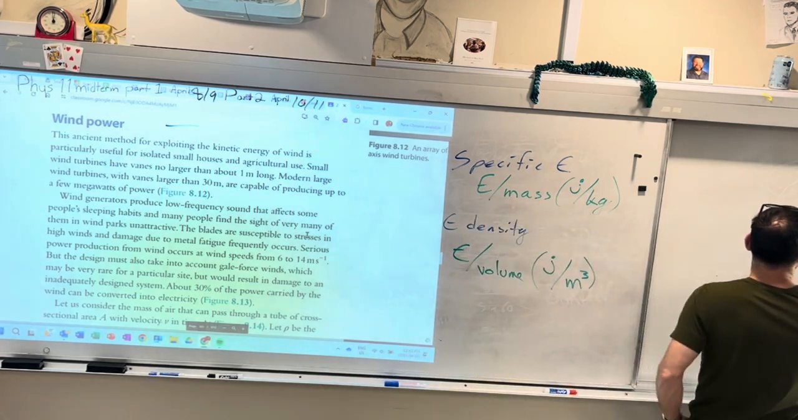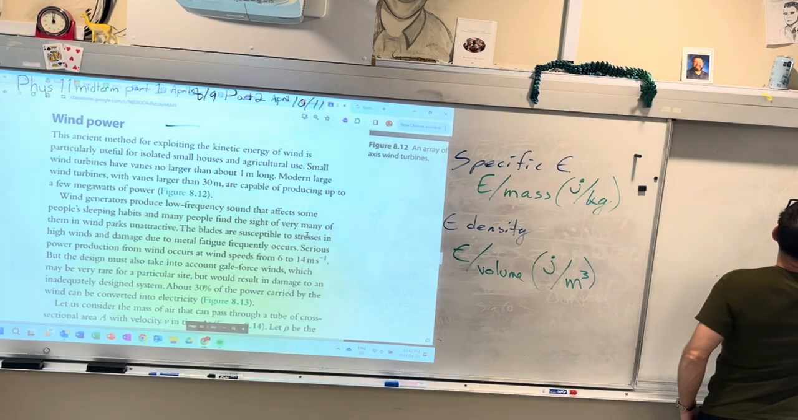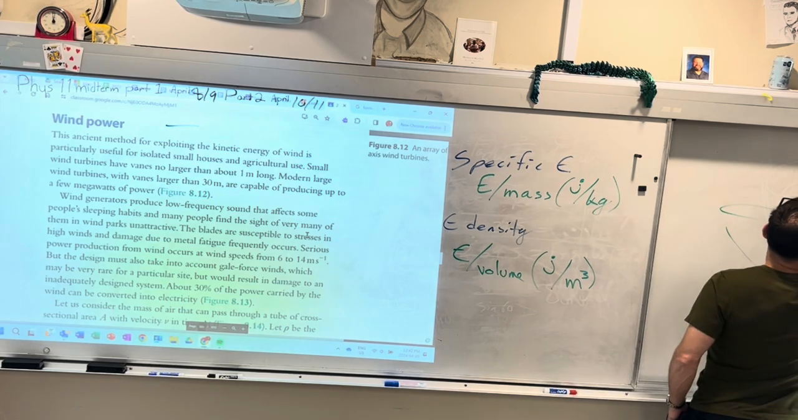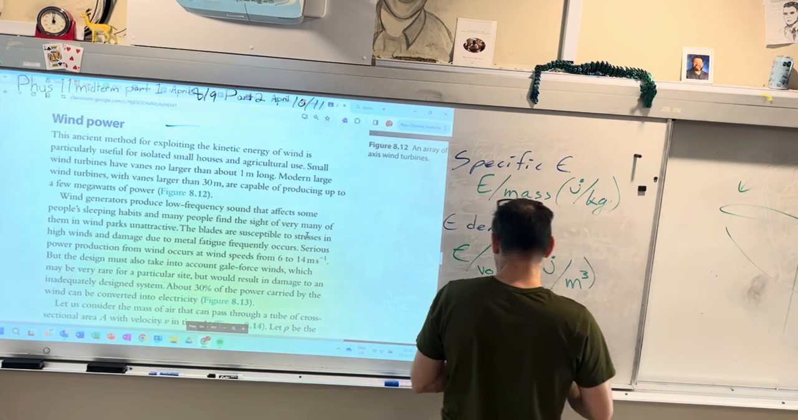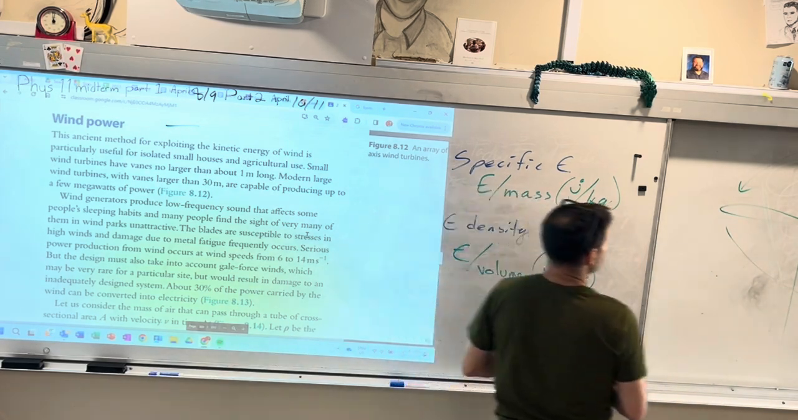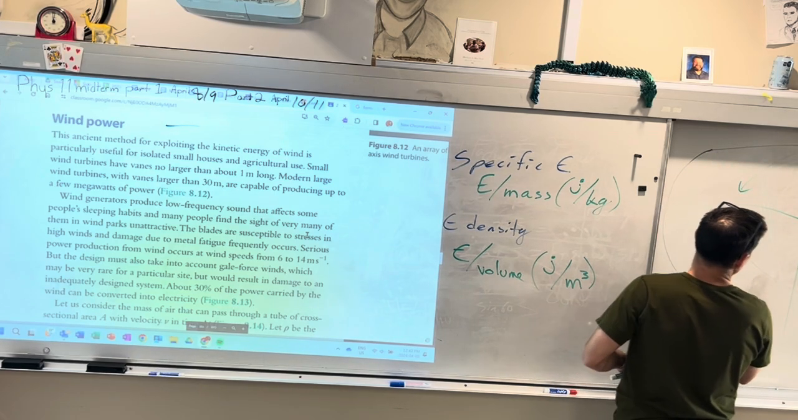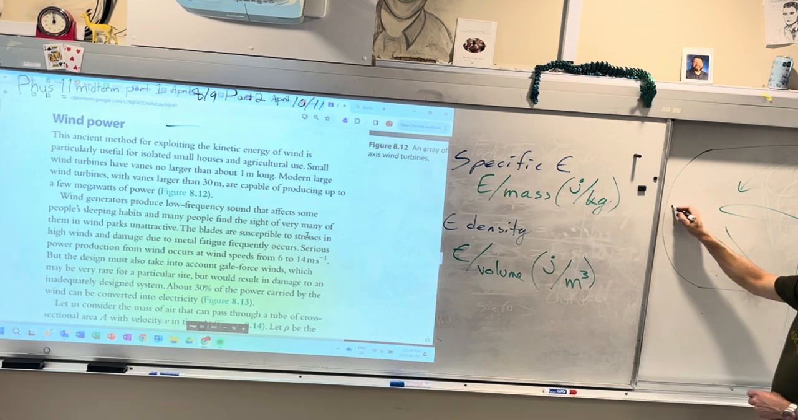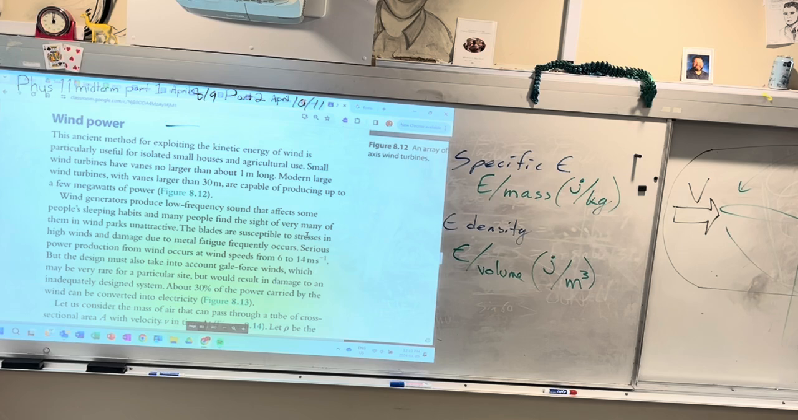So you have this tower with these big blades, right? And they're going around. And so there's a cylinder in front of this, and then there's a cylinder after that. And the one in front is moving with a big V, and the one after is moving with a smaller V.